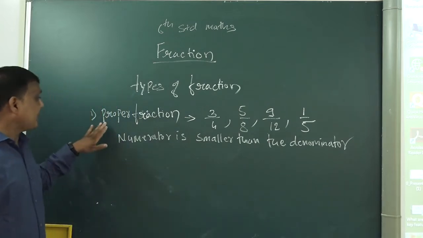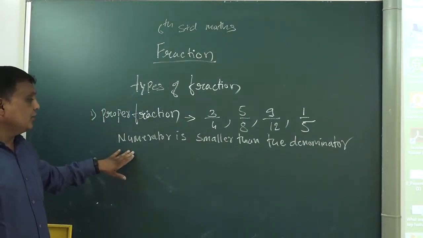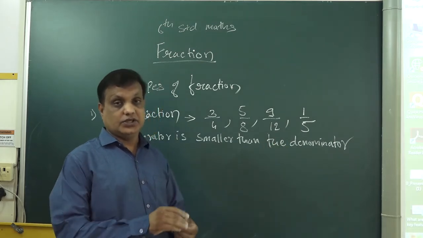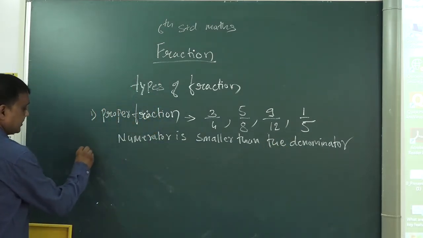So, in a proper fraction what happens? The numerator is smaller than the denominator. Understand? Now we will go for the improper fraction.